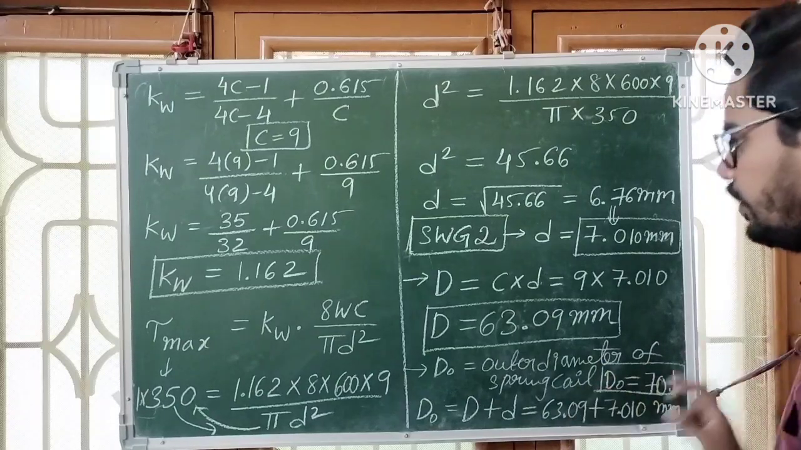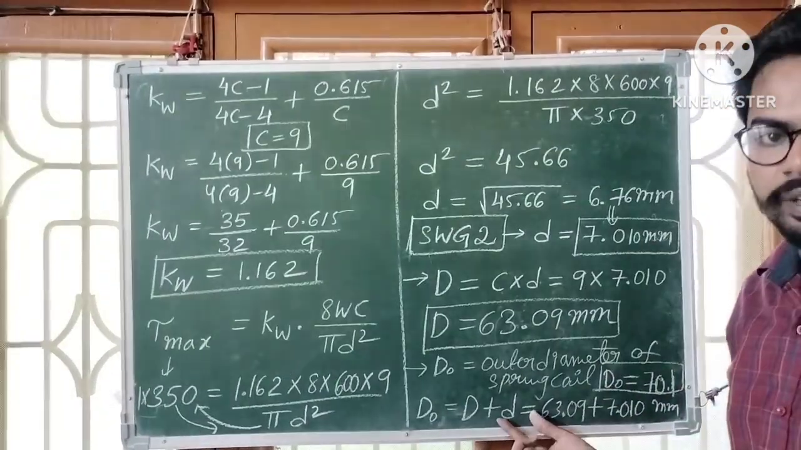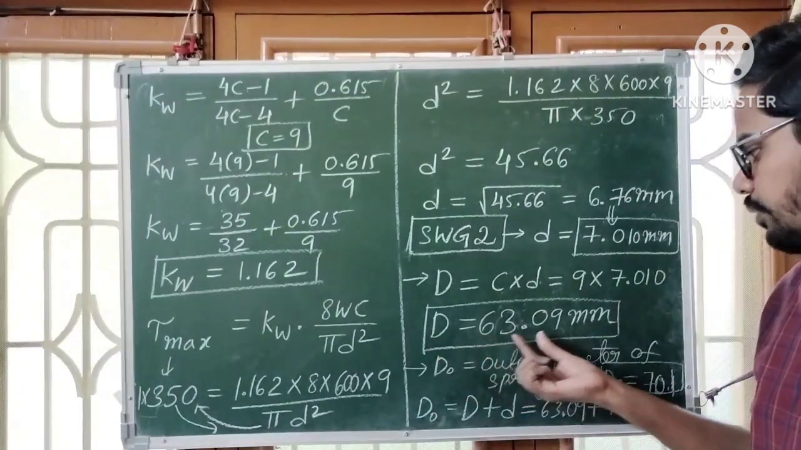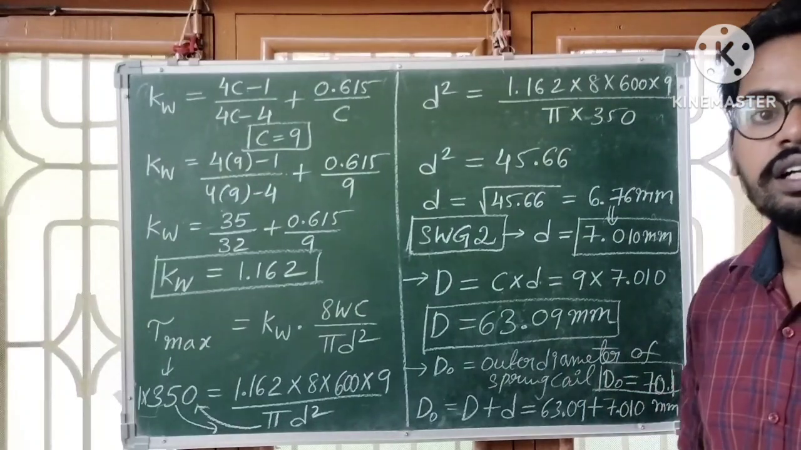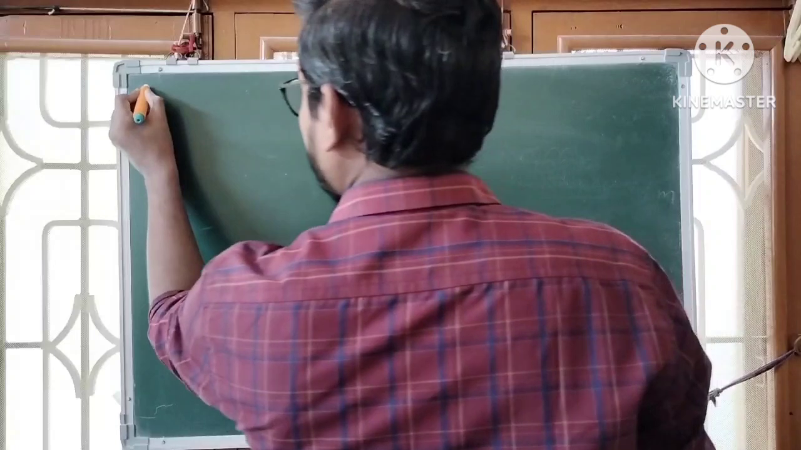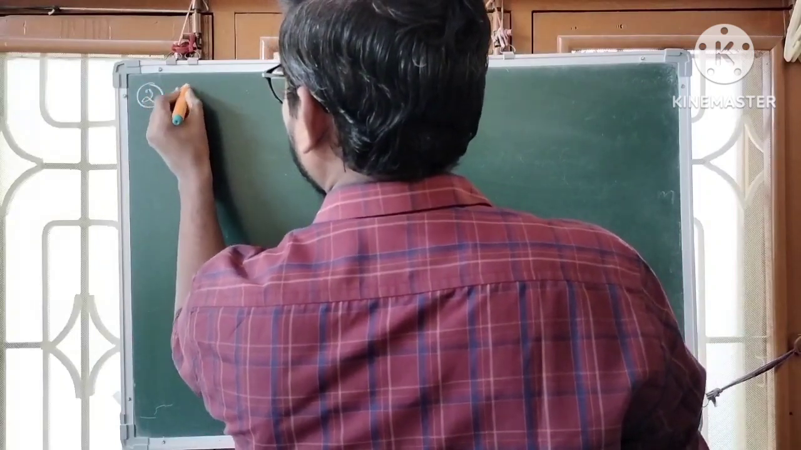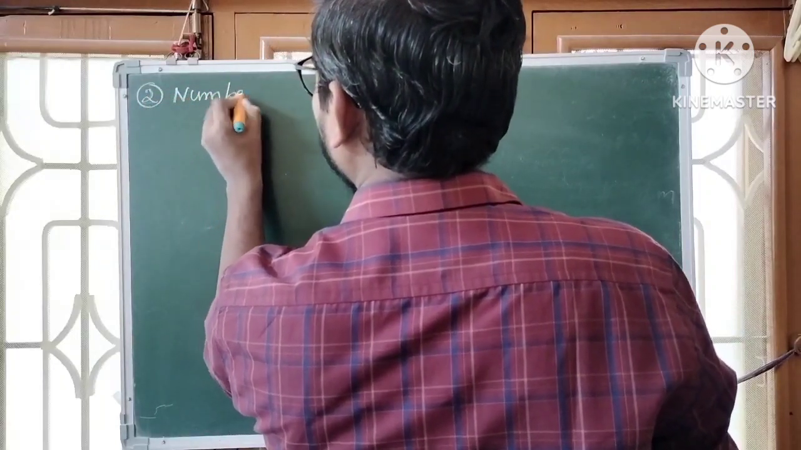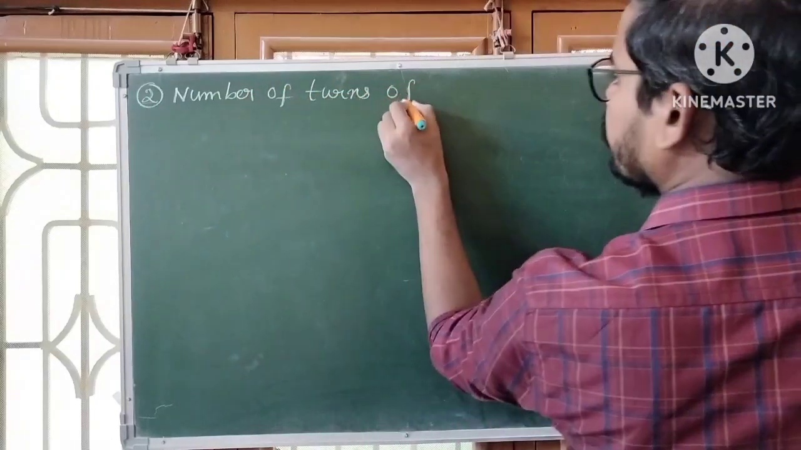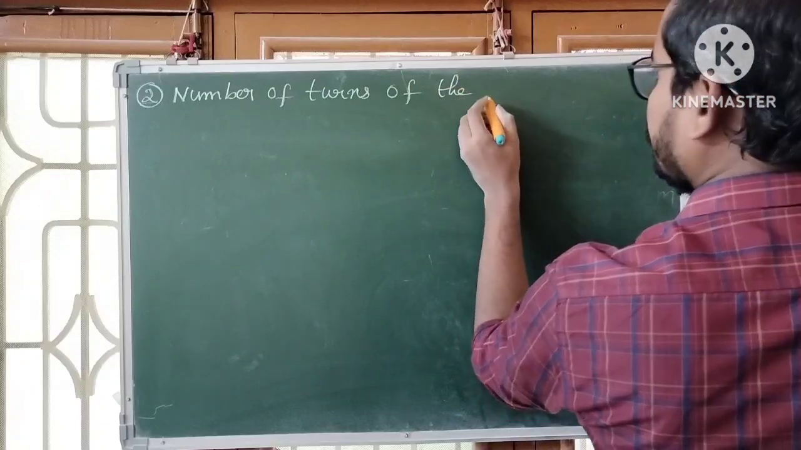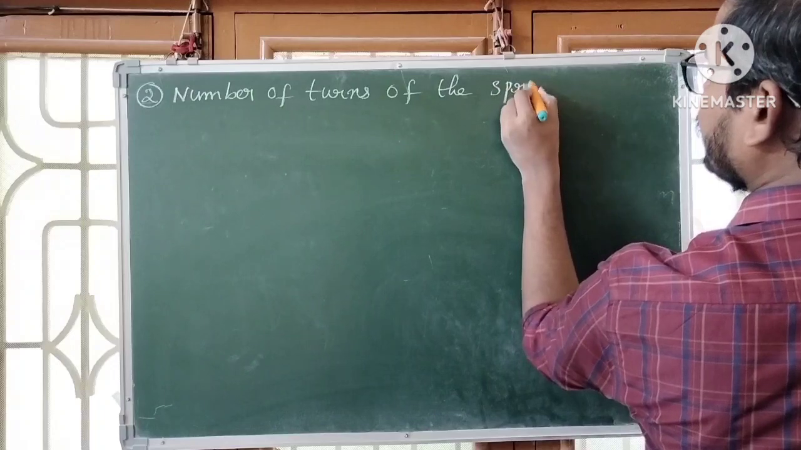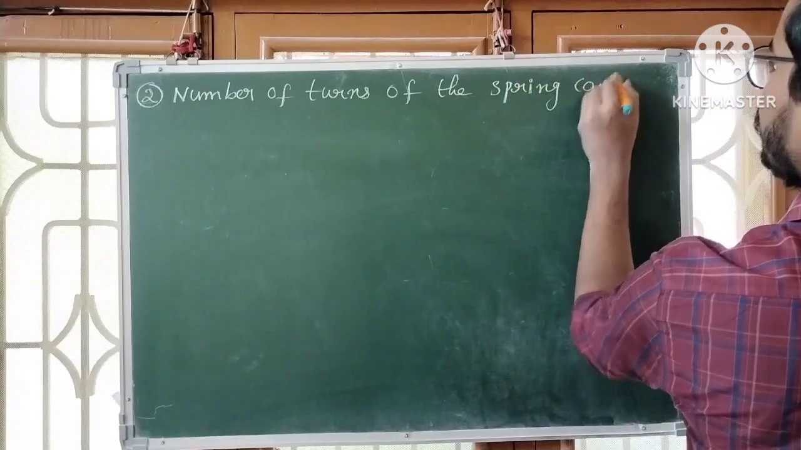So this is the first parameter in the compression spring design: mean diameter equal to 63.09 mm. Next, let us find the number of active turns of the spring coil.